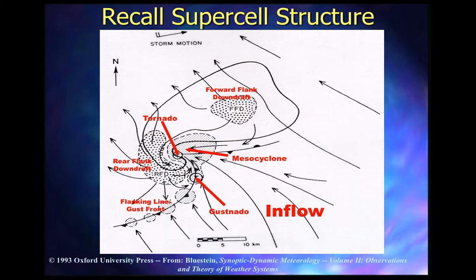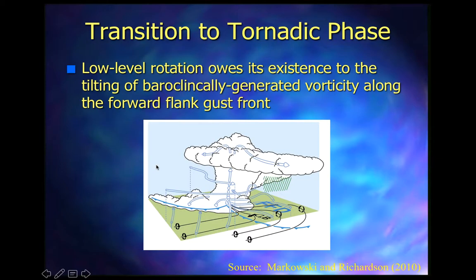Of course, as we recall the supercell structure, we have the low-level inflow, we have the flanking line gust front, the rear flank downdraft that we saw here, the hook echo wrapping around, the forward flank downdraft, obviously precipitation, hail, the tornado forming right here at the tip of the hook echo, where we get the strongest tilting of low-level vorticity along the forward flank gust front that Larissa talked to you about, very, very low-level tilting that tilts the vorticity at low levels and can stretch it very dramatically by the intense updraft of the mesocyclone. But again, we'll talk about the role of the downdraft here in just a second.